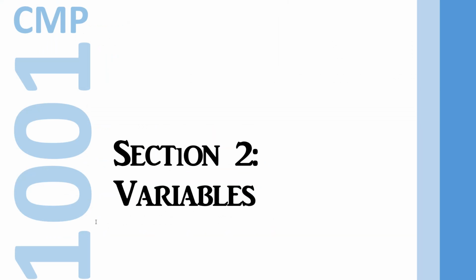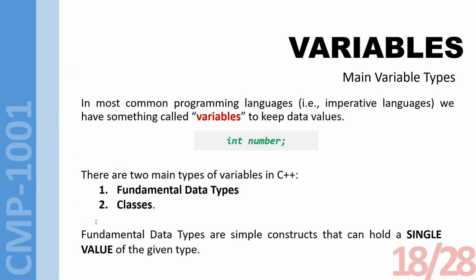Speaking of the variables in more detail, let's look at the common variable types that are available for us in C++. Super roughly, C++ divides the variables into two very broad categories: the fundamental data types and the classes. Fundamental data types are simple constructs that can hold a single value of a given type, such as an integer, a double that can keep a real number, a character that can keep a character, and so on and so forth. Classes, on the other hand, are able to keep much more sophisticated structures.